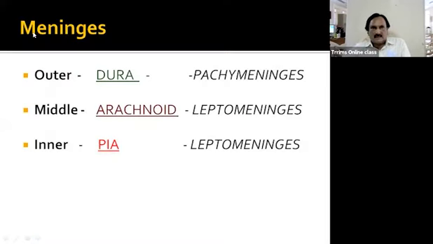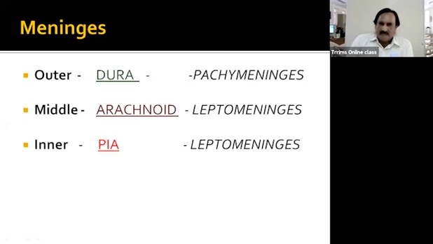So I was talking about the meninges, just for noting down. The outer one is the dura mater, the middle one is the arachnoid, and the inner one is the pia. The dura mater is also called pachymeninges. Pachy means thick, as in pachyderma, where the prefix pachy means thickness. The arachnoid mater and the pia mater together are called the leptomeninges.